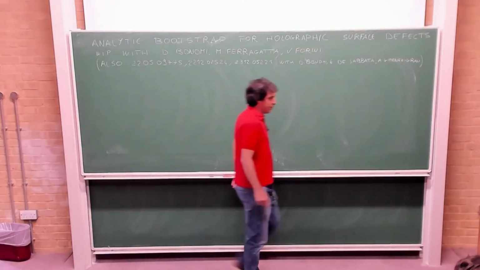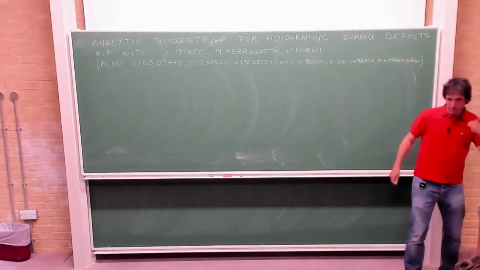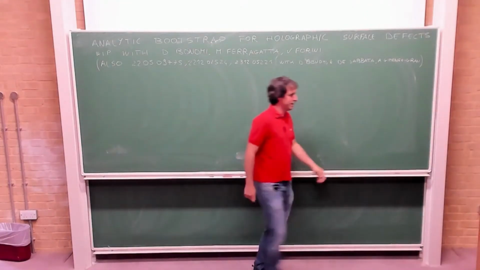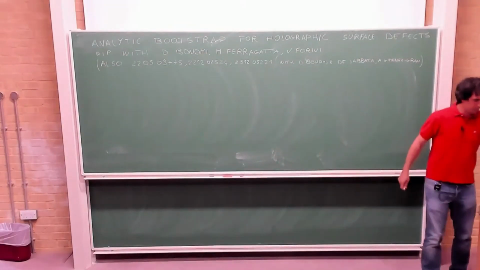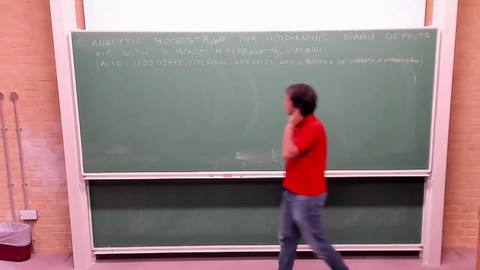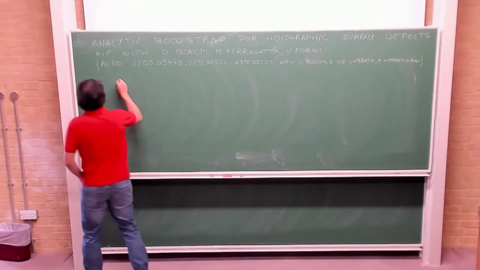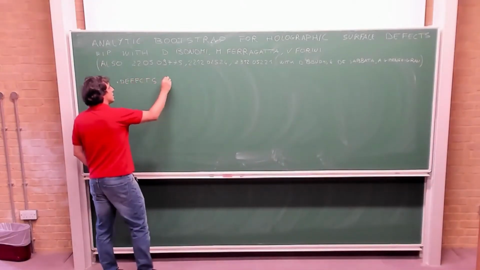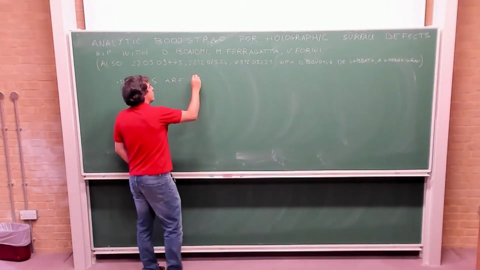I don't think I need to give a lot of motivation, since we have a 3-month program on boundaries and defects. So I guess we all think that defects are important observables in quantum field theory. But let me write it anyways. It's the first talk of the program.